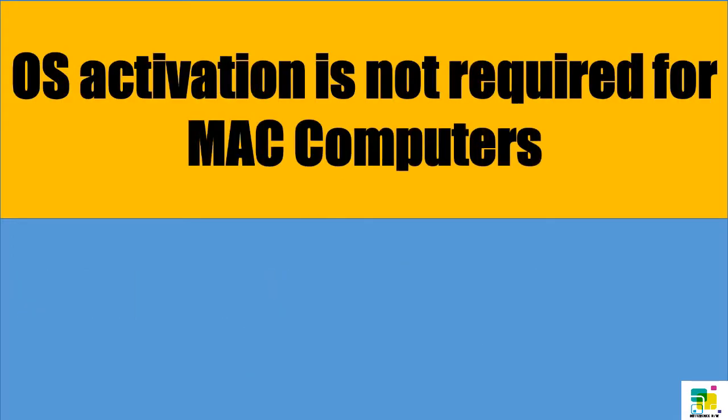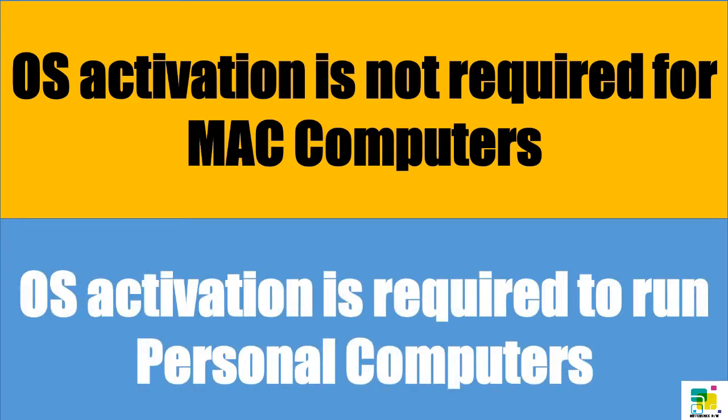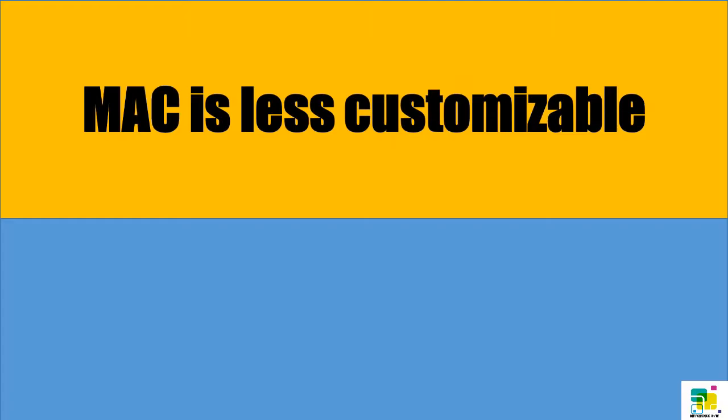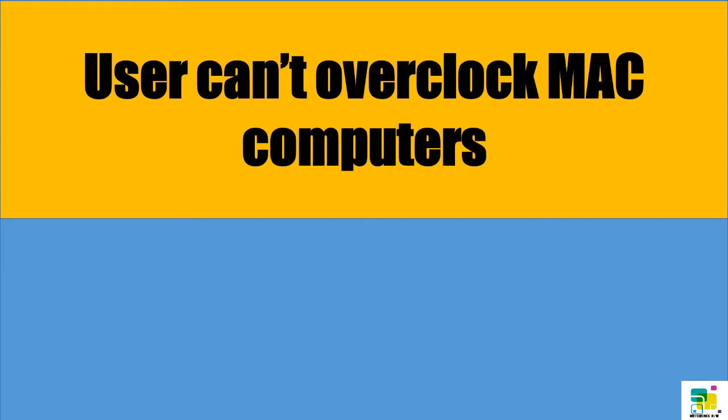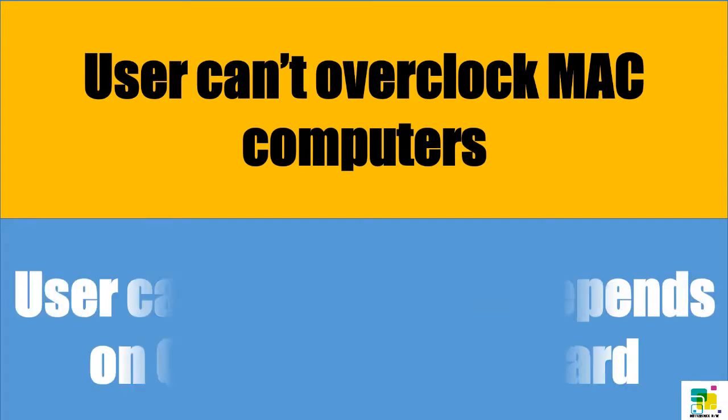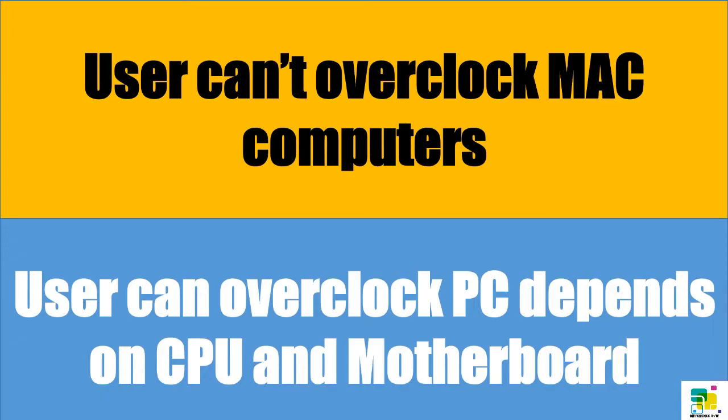Operating system activation is not required for Mac computers, but operating system activation is required to run personal computers. Macintosh computers are less customizable, but personal computers are more customizable compared to Macintosh. Users cannot overclock Macintosh computers, but users can overclock personal computers, depending on the CPU and motherboard.